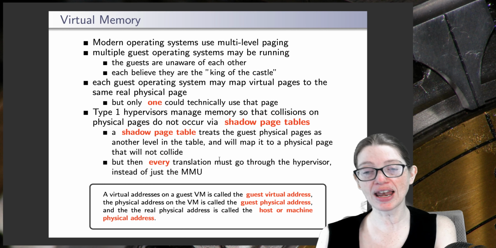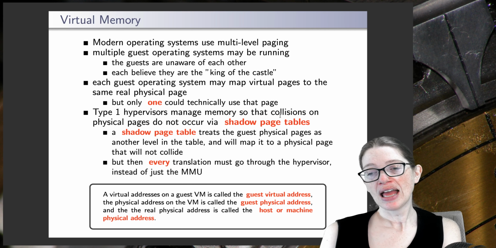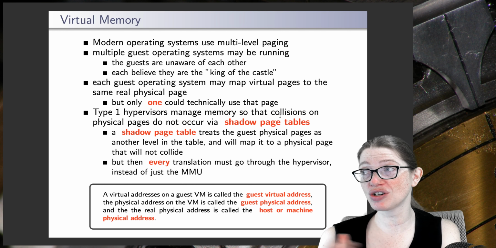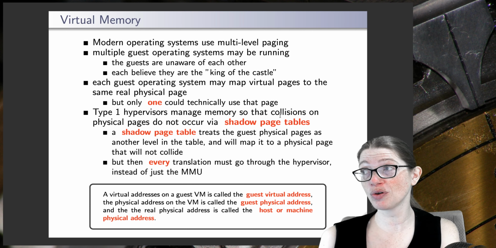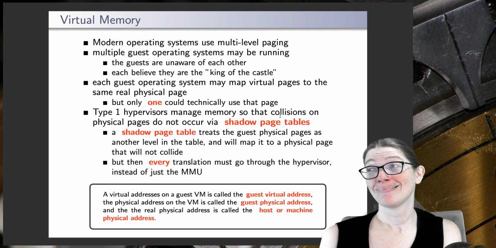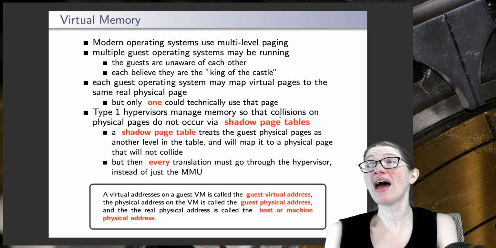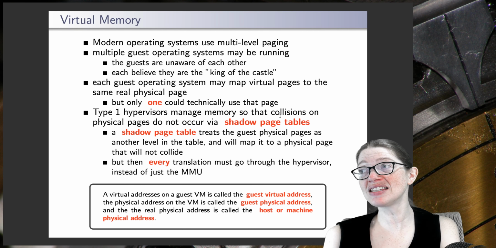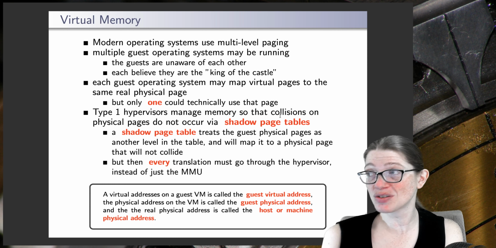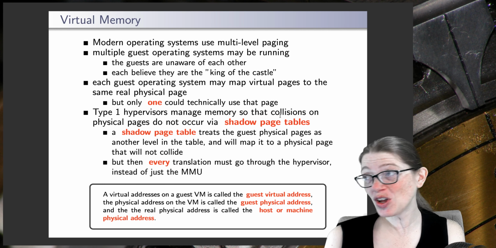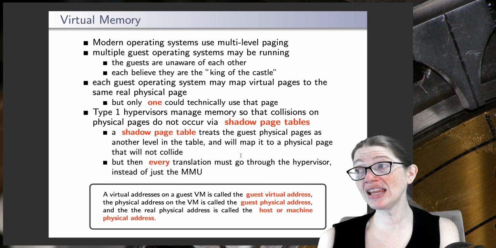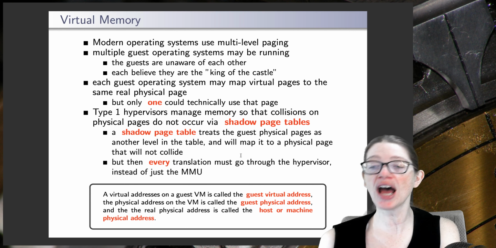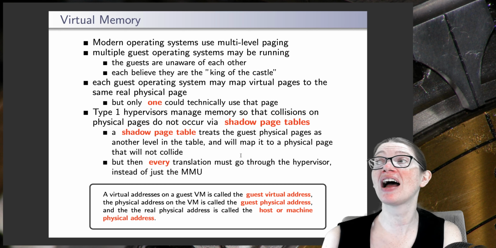It's the shadow thing. Now what's really interesting is, how do address translations work? Are we going to have every translation go through the hypervisor? We don't want that. We already know why that's bad, because that's involving your operating system in every single address translation. That's not a good idea. So what we really want is for the shadow page table to actually be supported by the MMU.